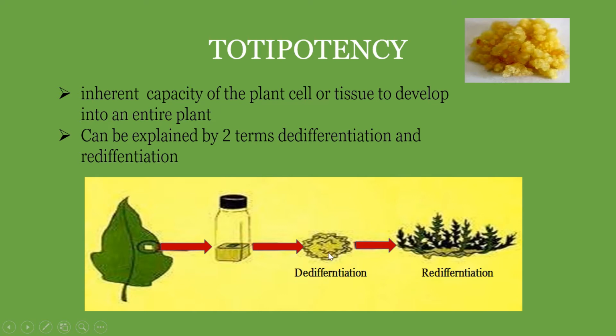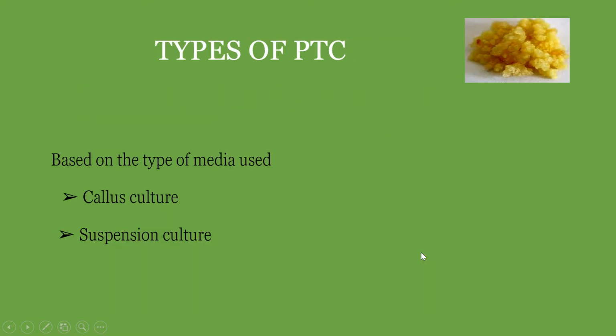Here you cannot make any part of the plant, it is just present as a mass of cells. And when it is subcultured on new medium, it undergoes redifferentiation, that is, it can grow in the form of the plant. So these two, dedifferentiation and redifferentiation, are inherent in the capacity of the plant cells, which will allow any part of the plant to grow in the form of the plant.